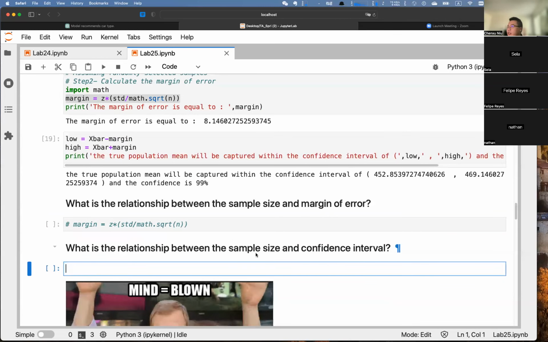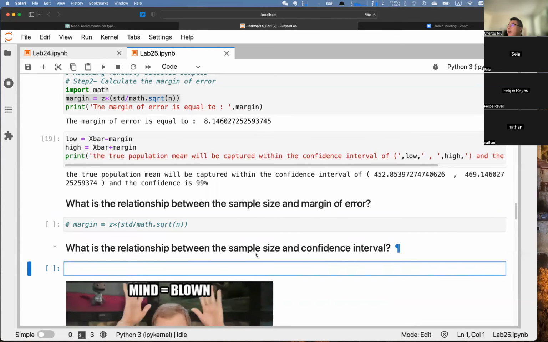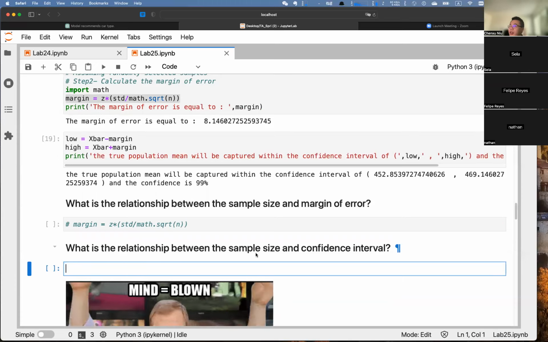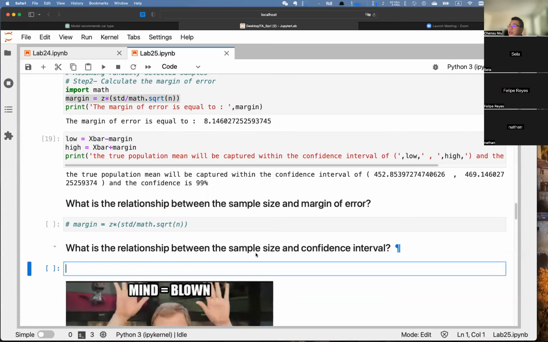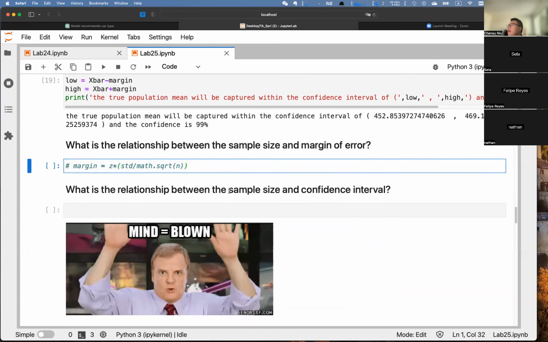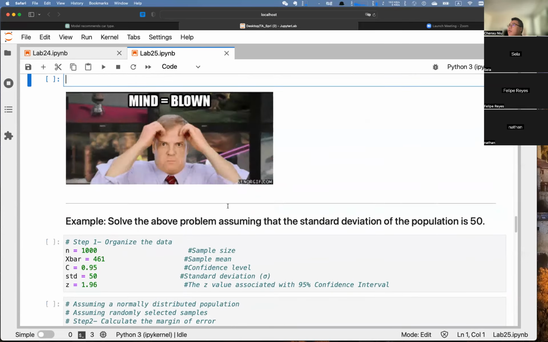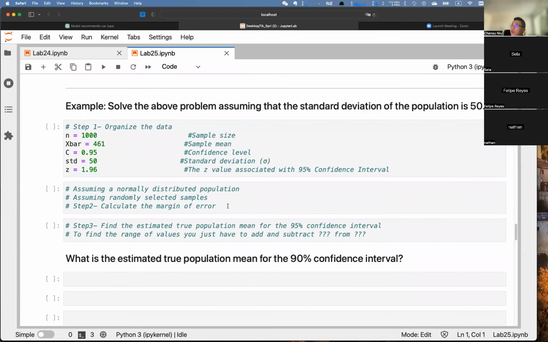So what is the relationship, or perhaps there's no relationship, between the sample size and confidence interval? The only relationship is between the margin of error and the sample size or the confidence interval. You need to answer it by yourself. The next one is a little bit different. We need to solve the problem assuming the STD is 50.